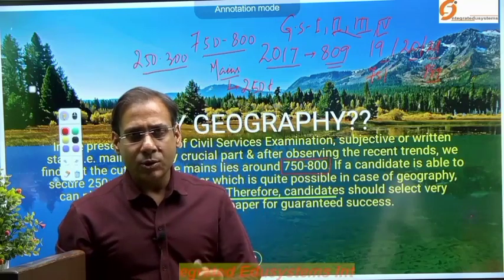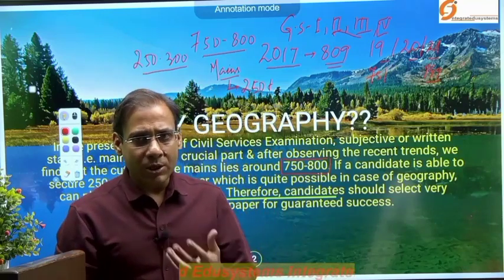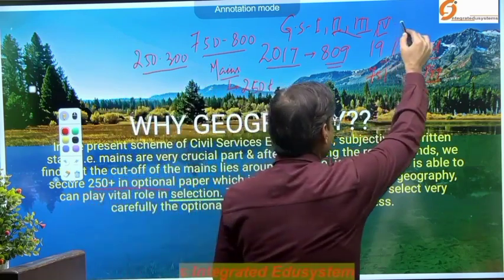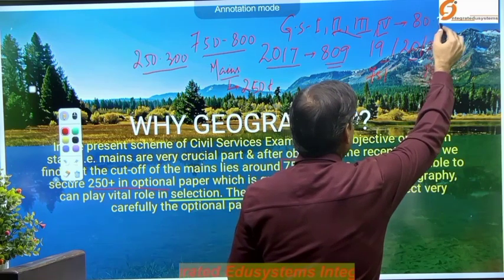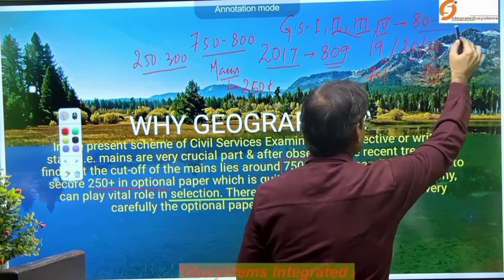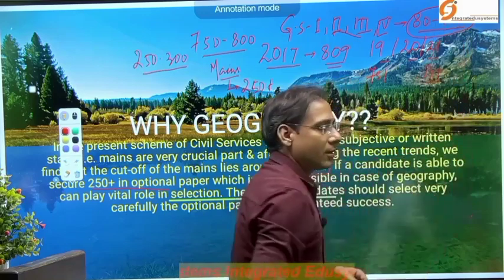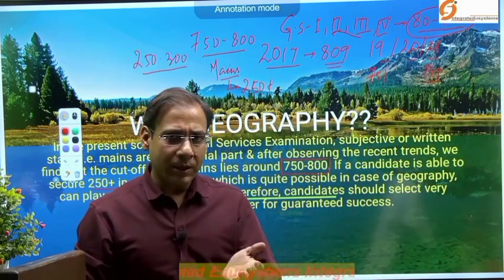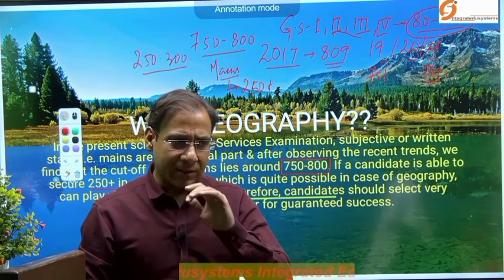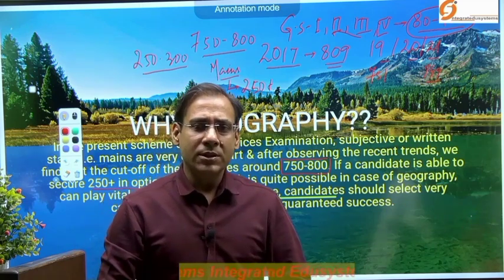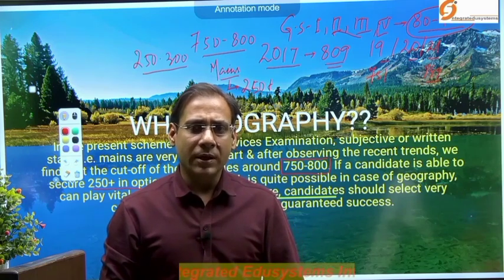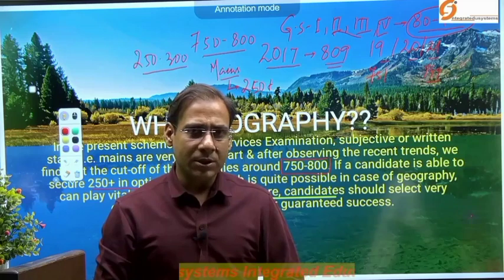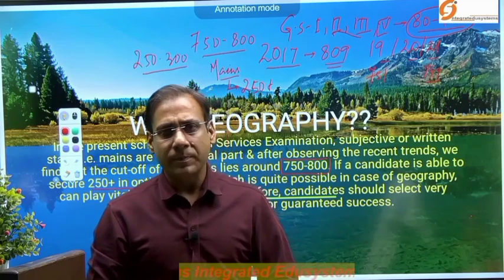The candidates who appear in the mains have the potential to score, on average in this paper, 80 to 100 marks. If you balance your preparation, you can score between 80 and 100. A decent score in the GS paper is around 100 to 110. The best score is above 110. That is the best score in the general studies paper.